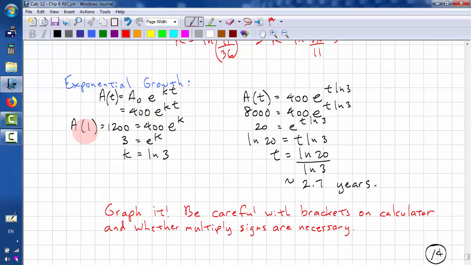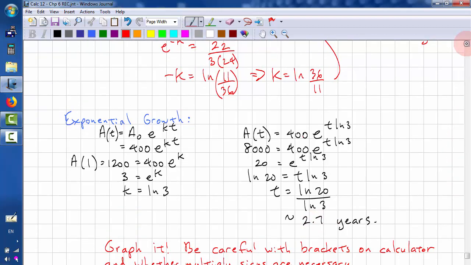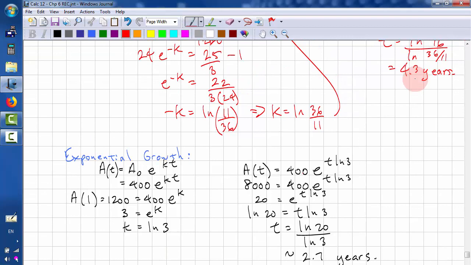We go ahead, plug in 1, and we solve for k, and k is ln 3. A of t now equals 400 e to the t ln 3. We do some algebra and we solve. We get ln 20 over ln 3. This is 2.7 years. And you can see that the growth is much faster than the 4.3 years.